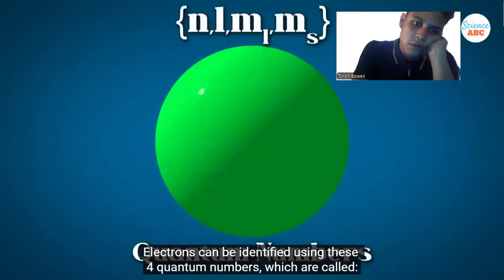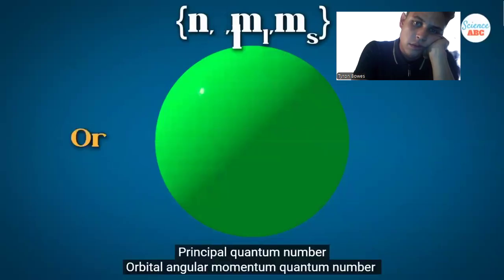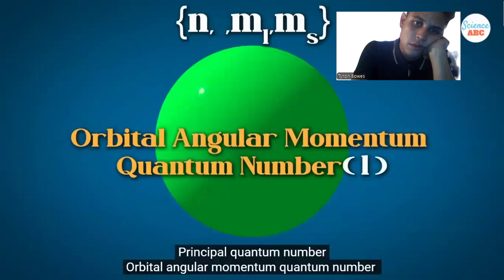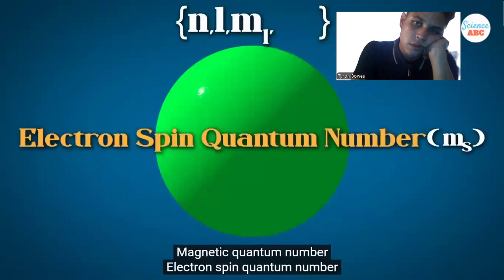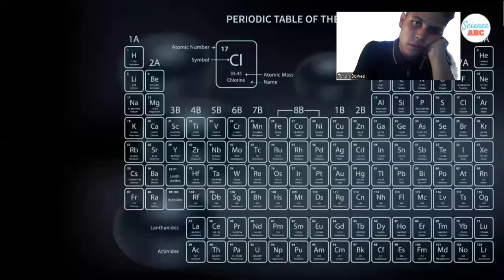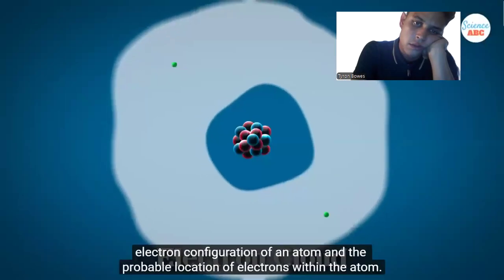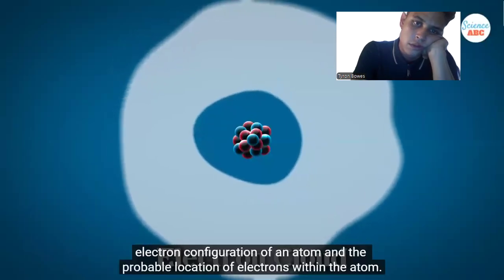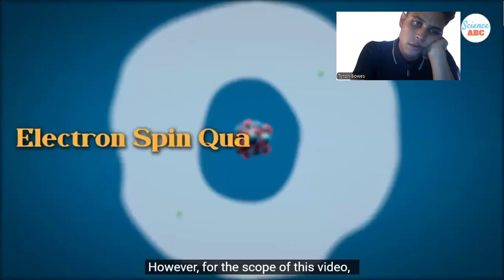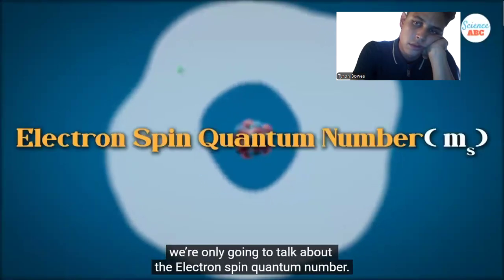Electrons can be identified using these 4 quantum numbers, which are called the principal quantum number, the orbital angular momentum quantum number, the magnetic quantum number, and the electron spin quantum number. All of these quantum numbers are very important, as they help determine the electron configuration of an atom and the probable location of electrons within that atom. However, for the scope of this video, we're only going to talk about the electron spin quantum number.